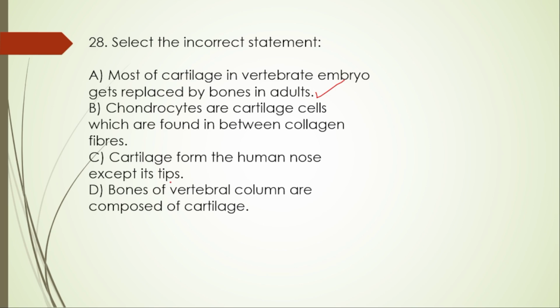Next D, bones of vertebral column are composed of cartilage. This is also wrong because bone and cartilage are two distinct types of connective tissue. While the vertebral column contains cartilage, the bones themselves are made up of bone tissue, which is calcified and much harder than cartilage. So D here is incorrect, and C is almost incorrect, but we will go with D. Since 'except its tip' is given in C, if we take out this 'except', then everything will be fine.